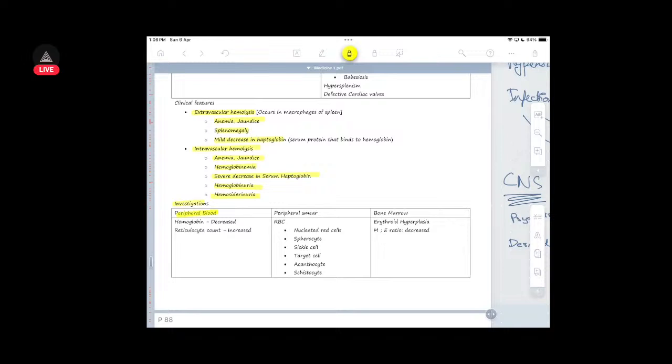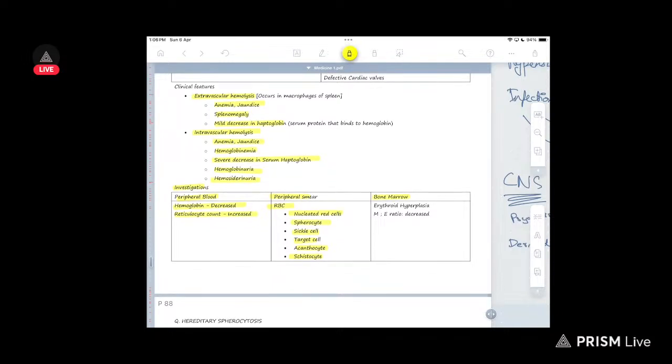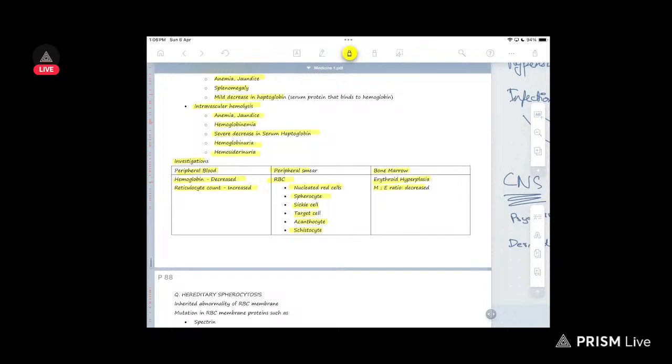So investigation: peripheral blood, hemoglobin will be decreased, reticulocytes will be increased. In peripheral smear, RBC you will have nucleated RBCs, sickle cells, target cells, acanthocytes, schistocytes. This is in malaria. You can see all those images. Bone marrow: erythroid hyperplasia will be there, ME ratio will be decreased.